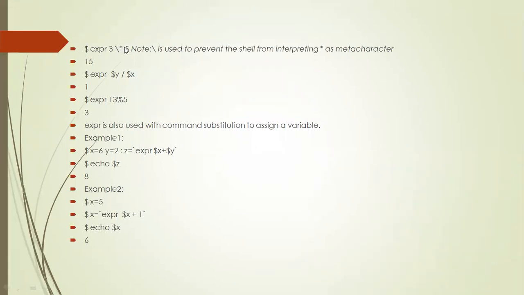So I want to discard the special meaning of star, the meta character star. How to discard the meaning now? Just place the backslash in front of the star. So it discards the meaning of the meta character. Now it's an operator. So this will multiply these two operands. The value will be this.